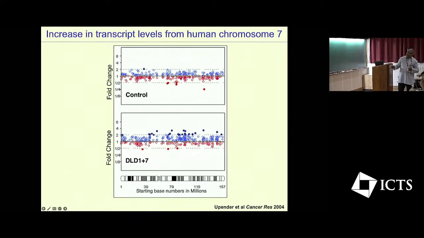And when you compare this with the system where an extra copy of chromosome 7 has been introduced, you can see that there's a clear increase in gene expression levels from that extra chromosome 7. So this therefore gives a very interesting handle to ask that if you have an extra copy of a human chromosome that has been introduced artificially, what really happens to its three-dimensional organization inside the nucleus?